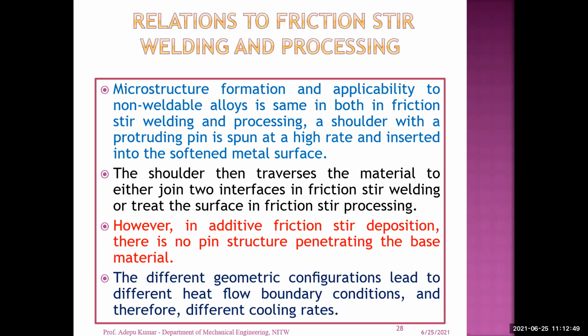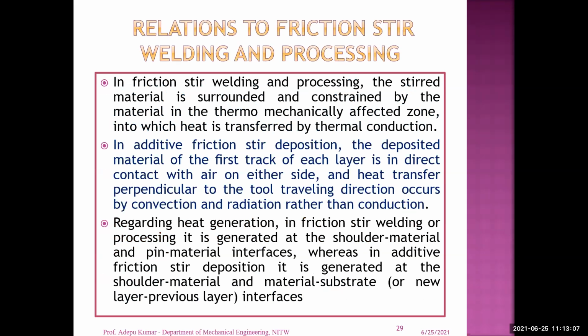A shoulder with a protruding pin is spun at a higher rate and inserted into the softened material space. The shoulder then traverses the material to either join interfaces in friction stir welding or treat the surface in friction stir processing. In friction stir welding and processing, the stir material is surrounded and constrained by the material in the thermomechanical effector zone, into which heat is transferred by thermal conduction.